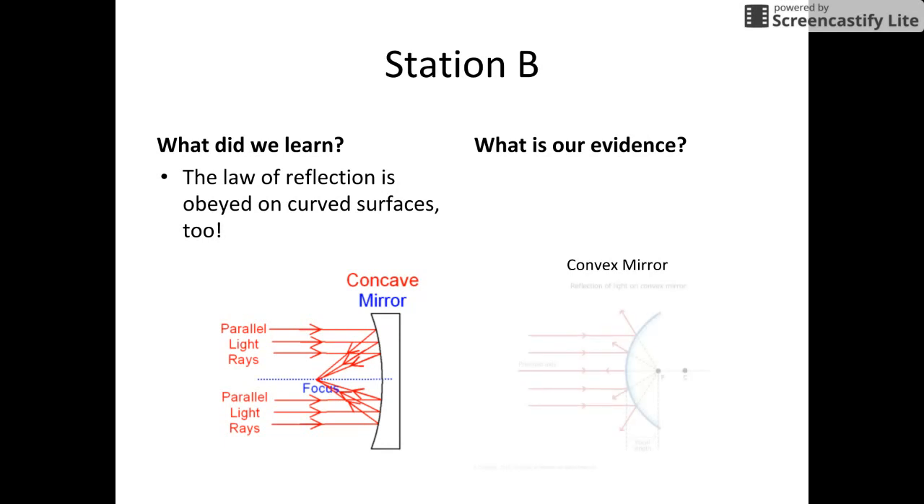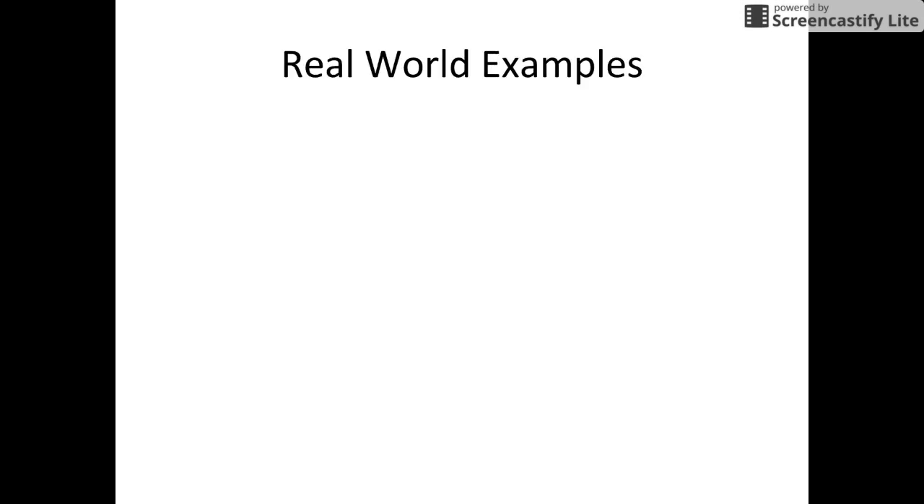Our evidence with the convex mirror is very similar. The light moving in bounced off and scattered outward, but it followed a very predictable pattern, as if that curve were a series of flat mirrors all aligned side by side, like on a disco ball. So we can see that the law of reflection is still held true on concave and convex mirrors. Now there's a follow-up question there. Where do we use those sorts of mirrors outside of science?